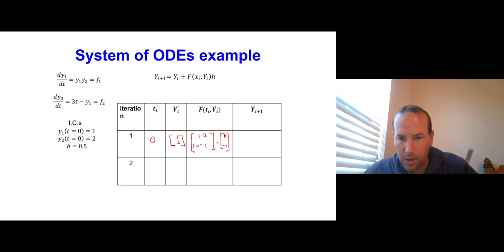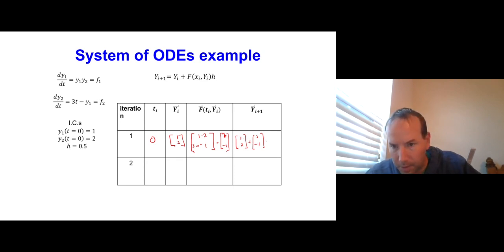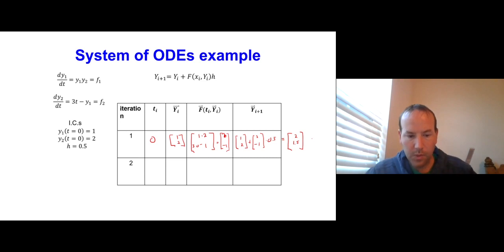And then to compute our next y, we're going to do 1 over 2 plus 2 over minus 1. Remember that the 1, 2 is our initial y, and then this is our slope that gets multiplied by our step size, 0.5. And so that gives you 2 and 1.5. Okay, so that's one step.